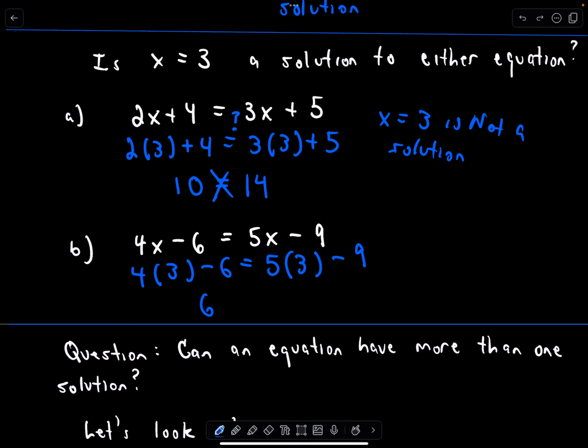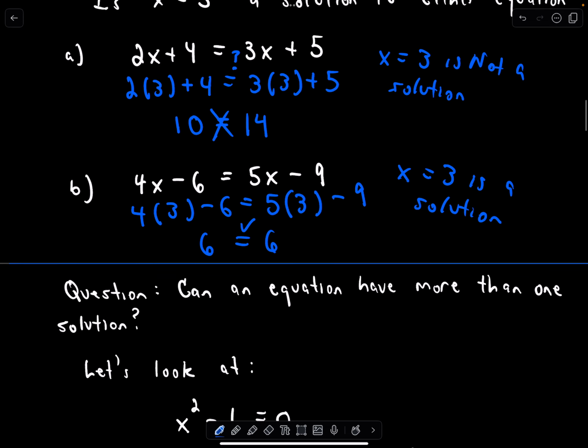Minus 6 is going to give me 6. On the right, 5 times 3 is 15. Minus 9 is also going to be 6. Hey, those are equal. We would say x equals 3 is a solution. Okay, so that's what it means to be a solution.